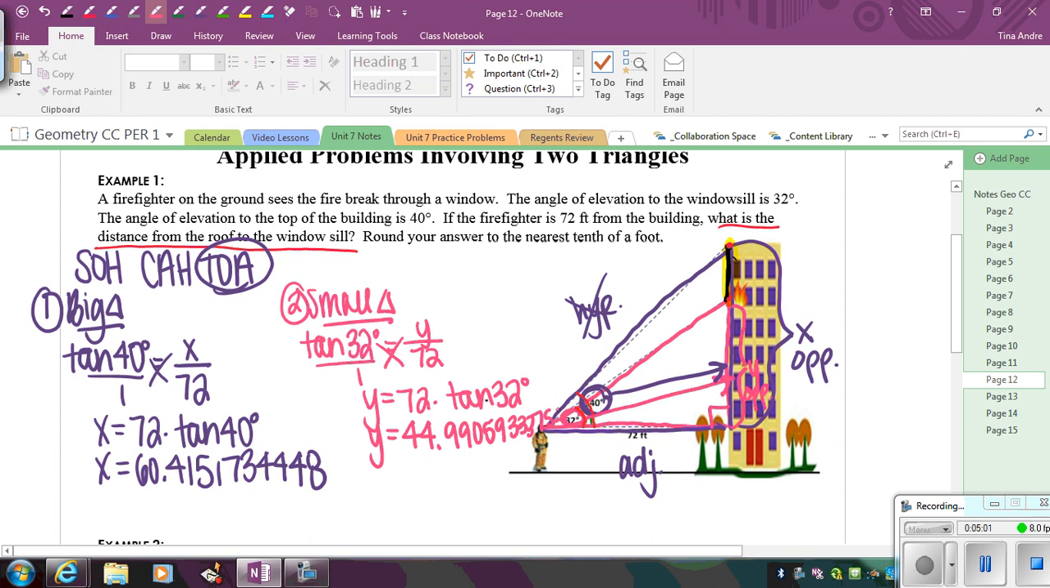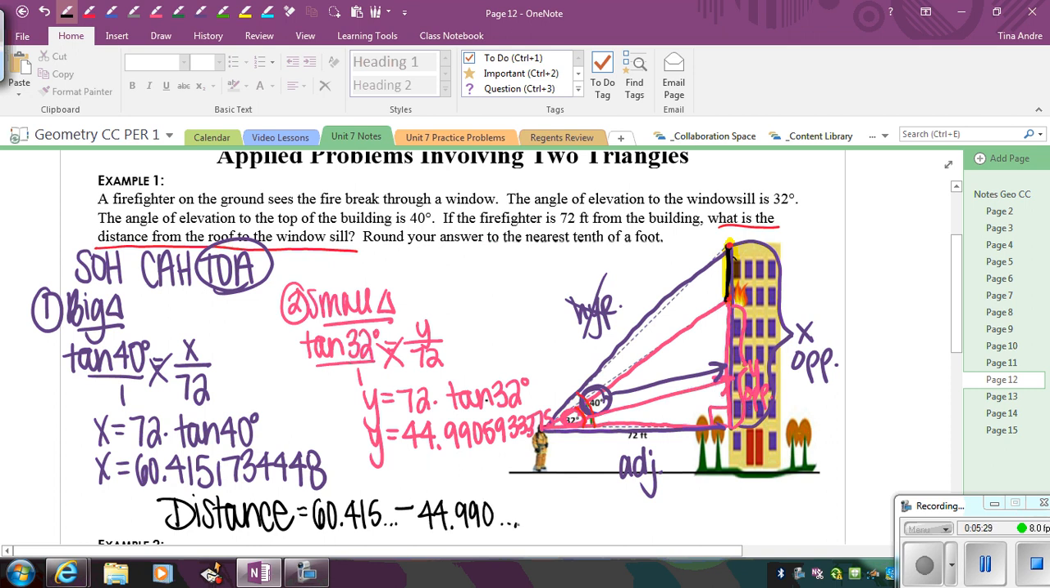And my final distance that I'm looking for is going to be equal to the difference between these. So I'm going to take that 60.415, dot dot dot, the entire number in my calculator. I'm going to arrow up, select it, minus this number here.